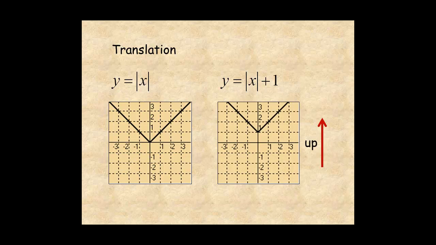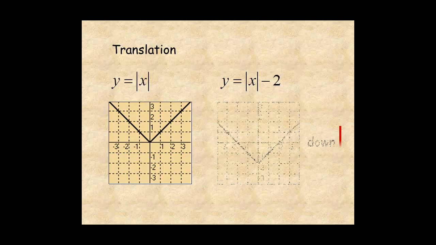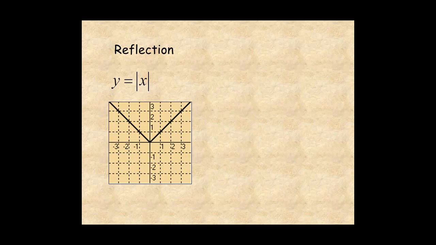The vertex is now at plus 1 on the y-axis. If you subtract 2 from the function, the graph translates 2 units down. The vertex is now at negative 2 on the y-axis. If you multiply the function by negative 1, the graph is reflected vertically and opens down.